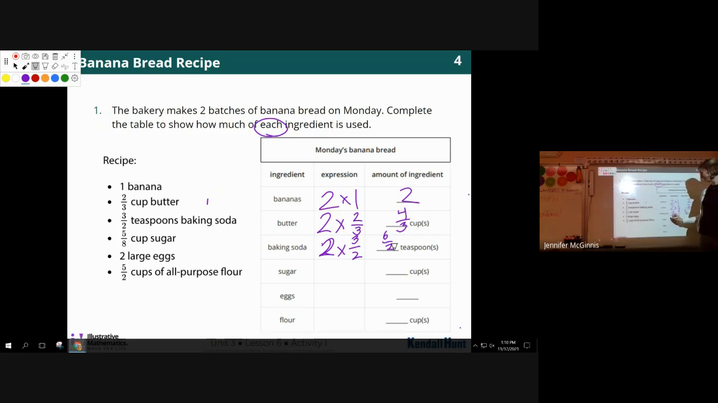Sugar? Raylan? 2 times 5/8 equals 10. That's it. Eggs? Lila? 2 times 1 with the value.